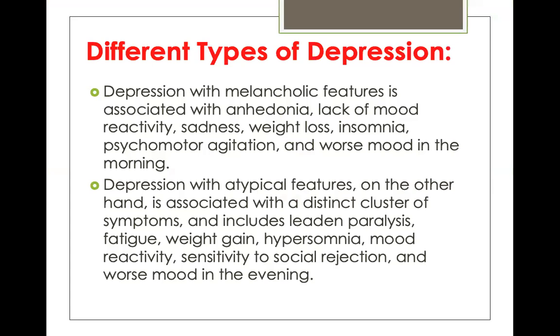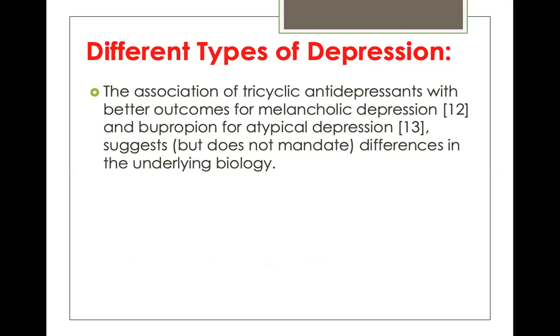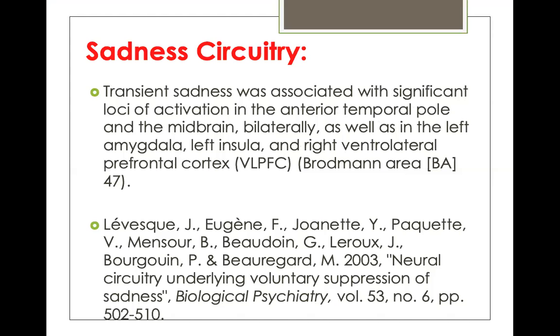So there's different types of depression, and they probably involve different dysfunctions of circuitry, and probably need to be treated differently. And so depression with atypical features has been known to respond better to MAOIs than depression with melancholic features. So melancholic depression responds better to the dopamine agonistic agents. So this is the sadness circuitry. And let's go on.